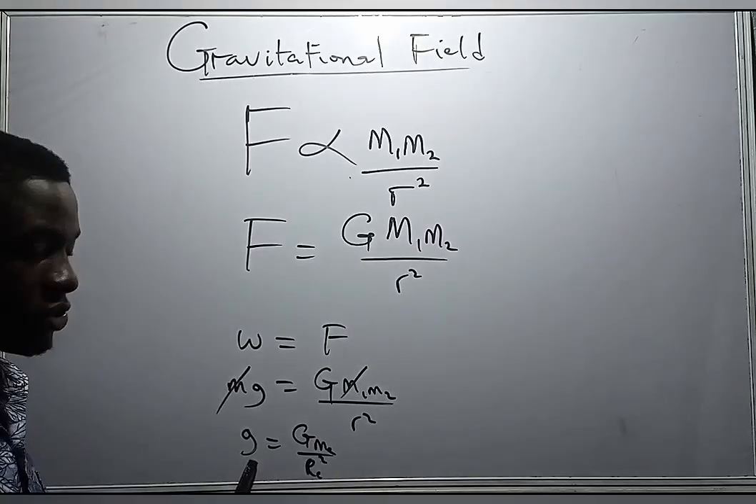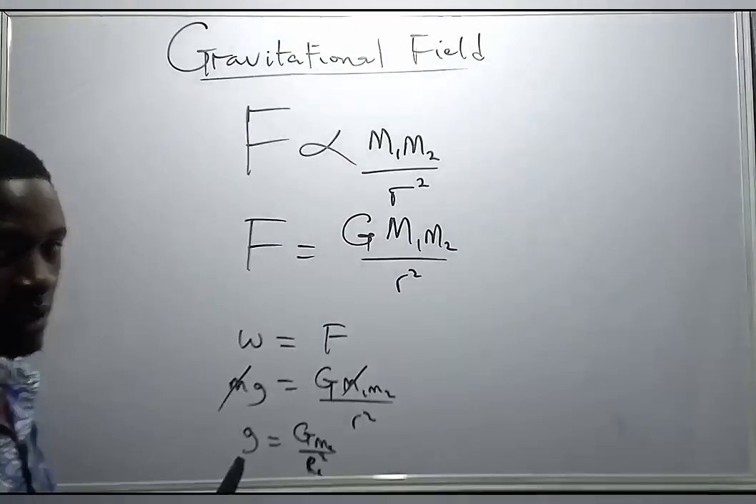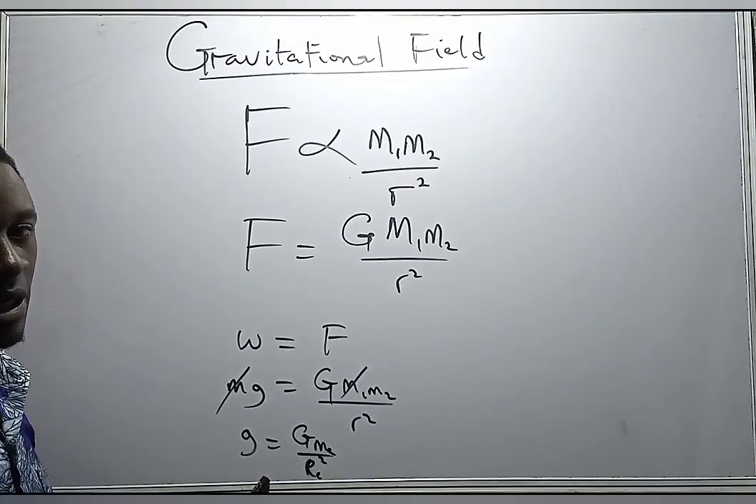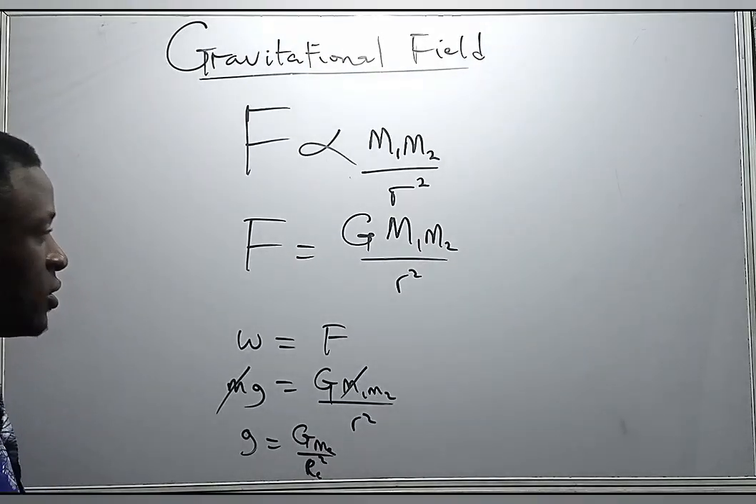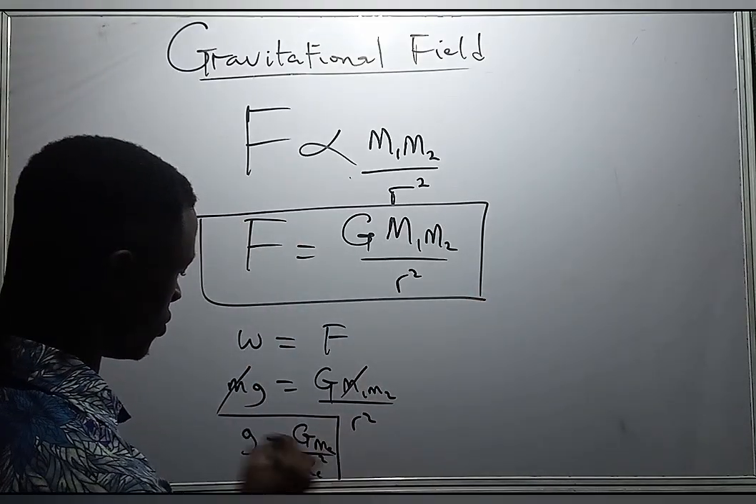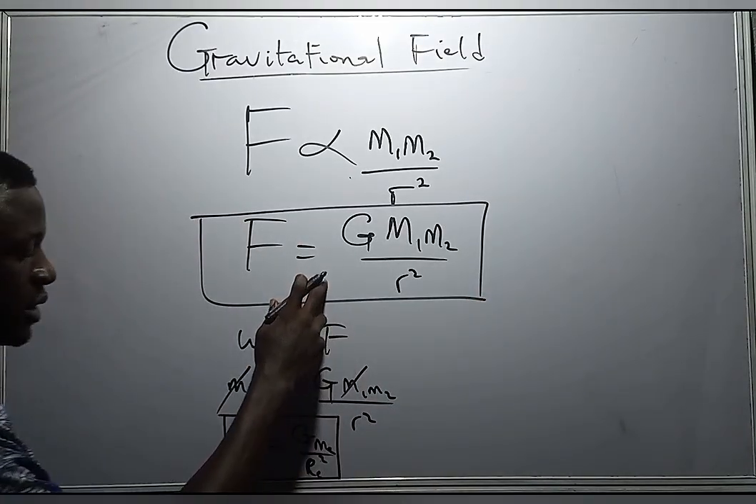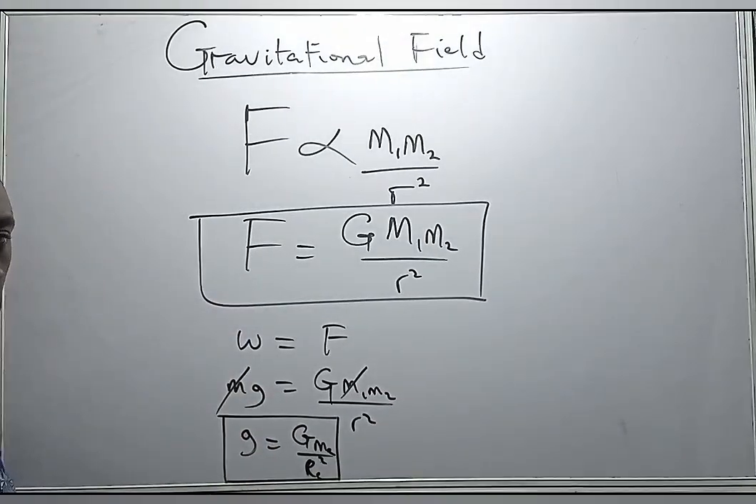This G is also called the gravitational field strength of the Earth on any object that is on the surface of the Earth or near the surface of the Earth. So keep this, and keep this one also. Sorry, keep this and keep this. We're going to be needing this, and we're also going to be needing this.